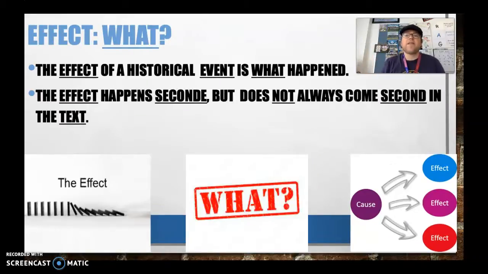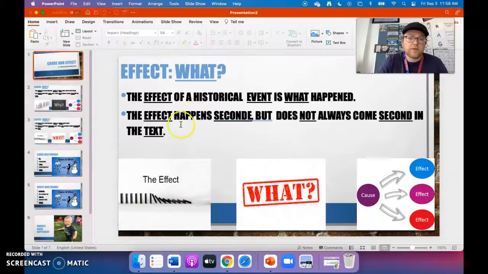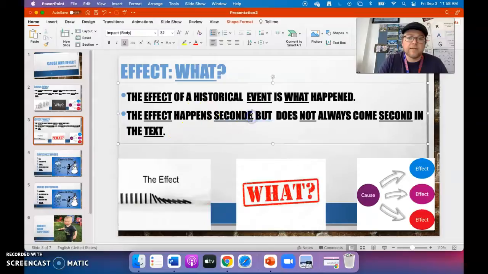Then on the other side of that, the effect is your what. What actually happened? So we could be talking about something, your event could be in class. What happened? Mr. Allard tripped. That's going to be your what, right? What happened? Now that, little misspelling there. Let's see if we can. Don't know why it says second D. Take care of that.